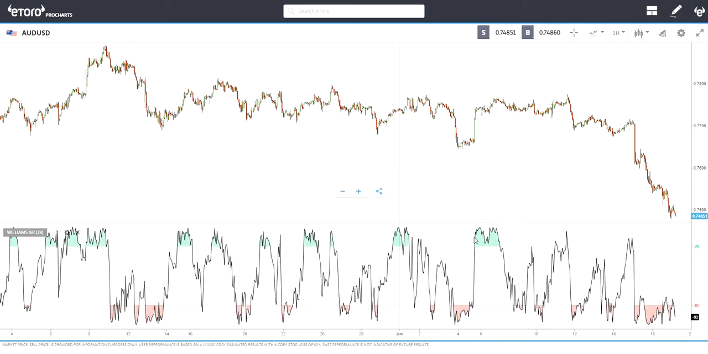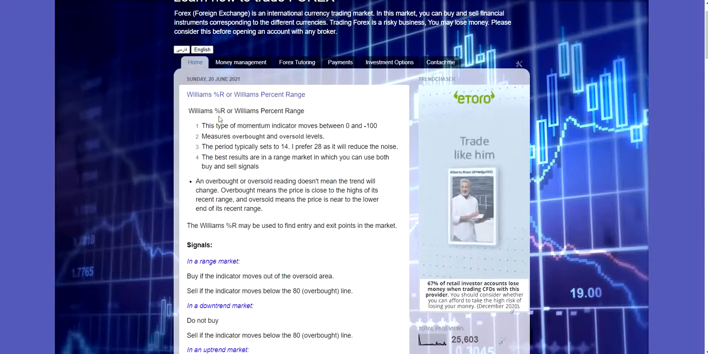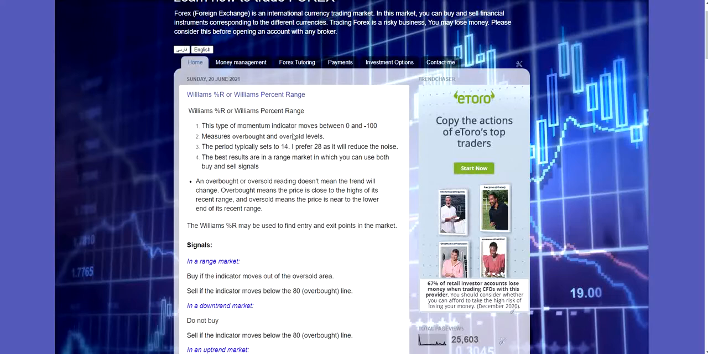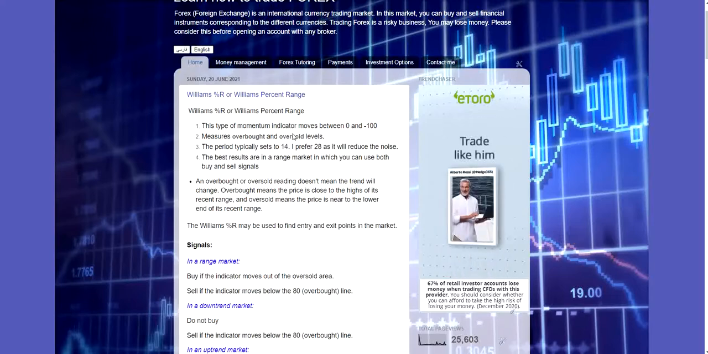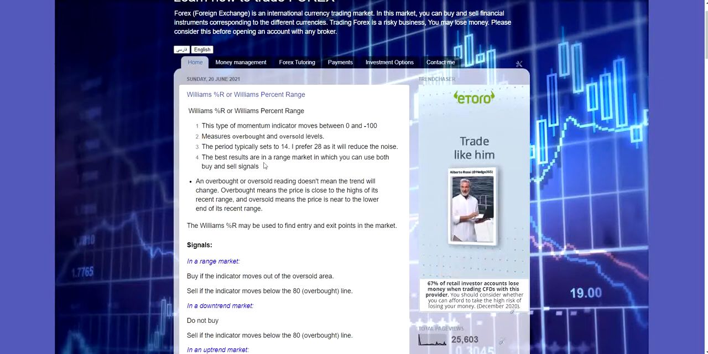Williams Percent R is a momentum indicator, like the stochastic indicator, for example, or many other indicators that I have videos about. This type of momentum indicator moves between 0 and -100. This indicator measures overbought and oversold levels. The period typically is set to 14, but as I said, I prefer 28 as it will reduce the noise.